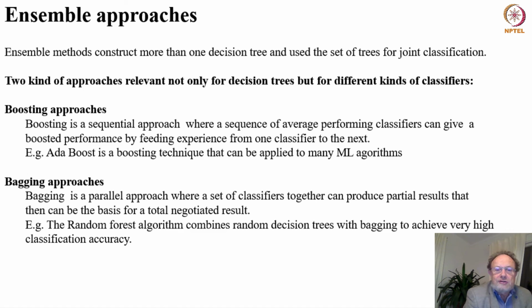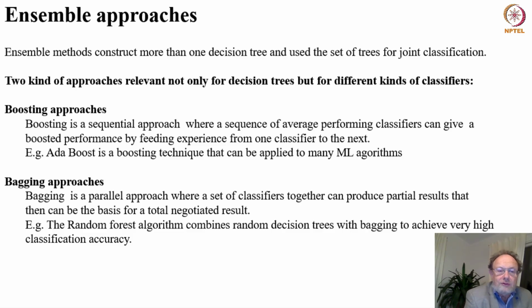There are two kinds of approaches relevant, which are not only relevant for decision trees, but for different kinds of classifiers. So we have boosting approaches, where boosting means that we take a sequential approach, where a sequence of average performing classifiers, it can be one decision tree, second decision tree, third decision tree, can give a boosted performance by feeding experience from one classifier to the next. So we use experience from the first to improve the performance of the second. One example of such a system is called AdaBoost, which is not only applicable to decision trees, but to many ML algorithms.